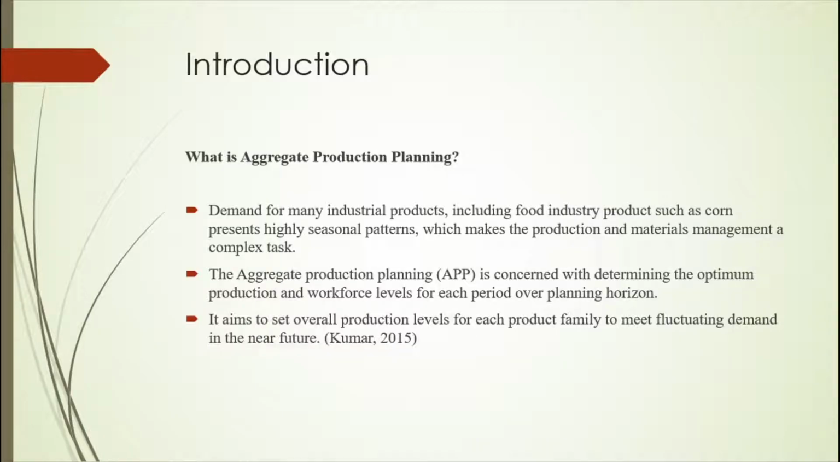So let's get to the introduction. What is aggregate production planning? Demand for many industrial products, including food industry products such as corn, presents highly seasonal patterns, which makes the production and materials management a complex task for any company. So, the aggregate production planning (APP) is concerned with determining the optimum production and workforce levels for each period over the planning horizon for the companies. It aims to set overall production levels for each product family to meet fluctuating demand in the near future.